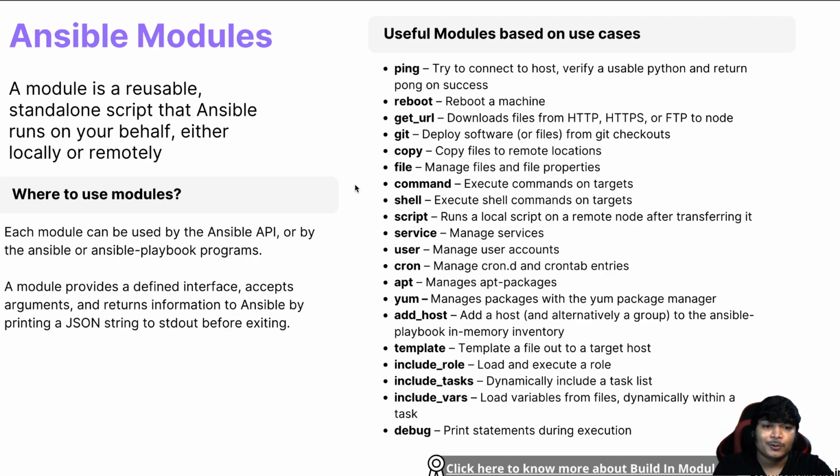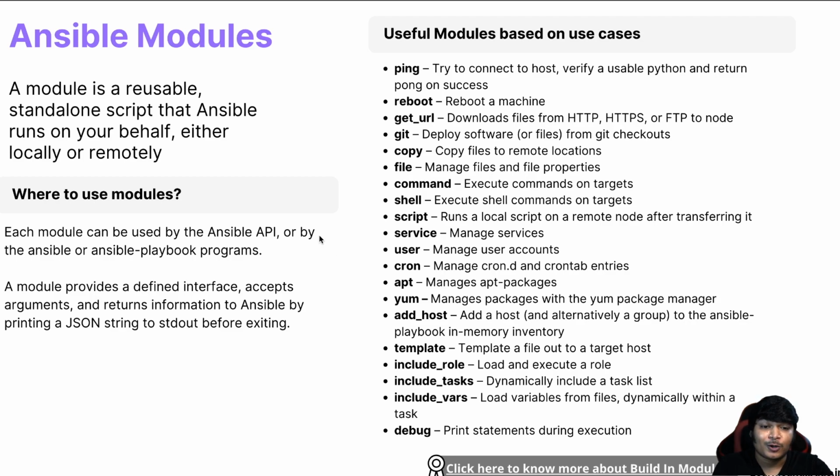The Git module is used for deploying software or files from Git checkouts. The copy module copies the files to a remote location. The file module is used to manage files and the file permissions. The command module executes commands on the targets. The shell module executes the shell command on the target. The script module runs a local script on a remote node after transferring it.